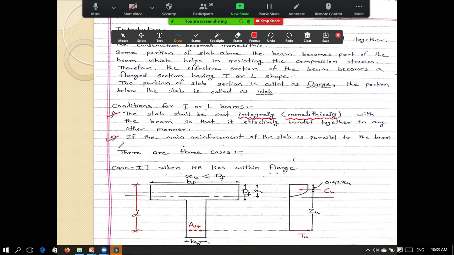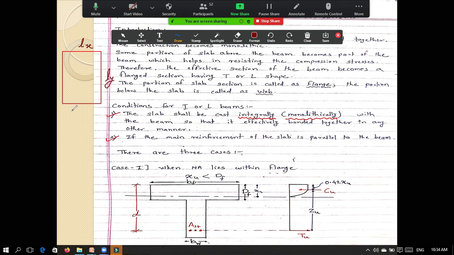And second, this is the most important condition, that if the main reinforcement of the slab is parallel to the beam. So if I draw a diagram over here, now imagine that this is your slab. I am showing just a plan. I am not going into the detail. Now in this slab, suppose this is your shorter direction, this is your Lx, this is your longer direction, Ly. Okay, for time being, imagine that this slab is a one-way slab.